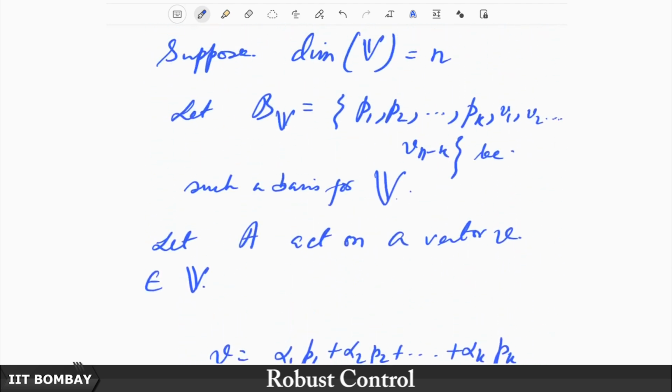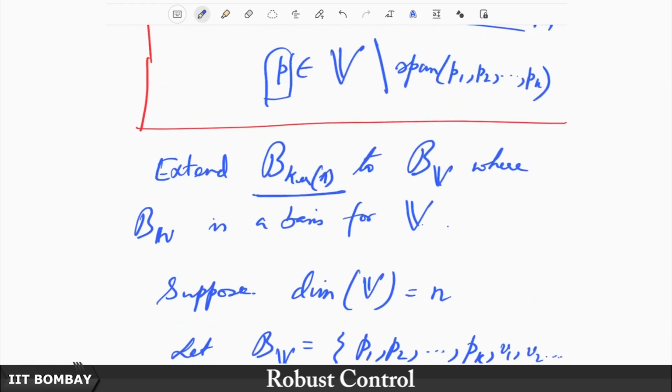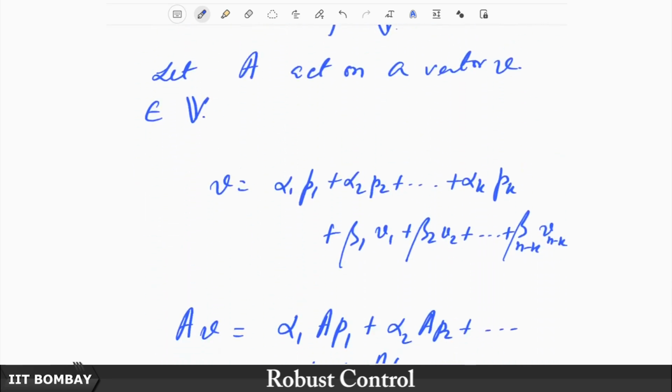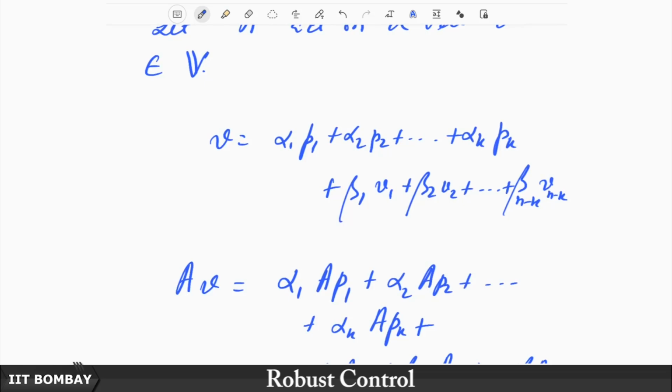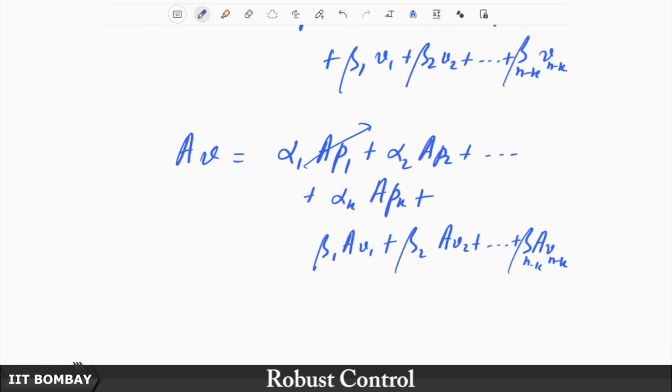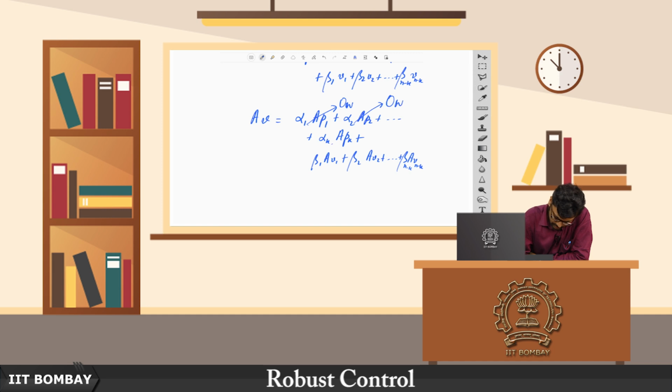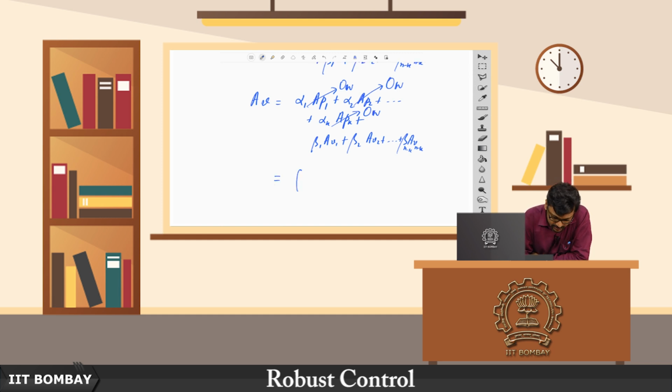Look at these elements P1 through Pk. Where do they all come from? These all belong to the kernel of A. So if they belong to the kernel of A, then this gets mapped to the 0 element in W. This also gets mapped to the 0 element in W. Likewise, every element here gets mapped to the 0 element in W. That is the definition of the kernel. So what you will be left with is beta 1 AV1 plus beta 2 AV2 plus dot dot dot till beta n minus k AVn minus k.